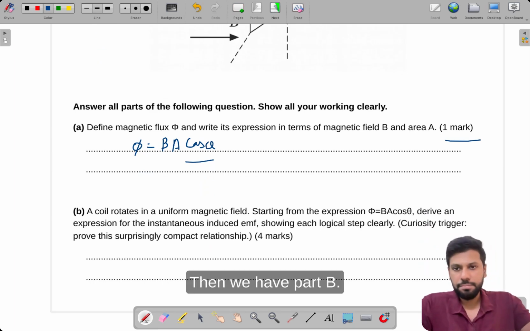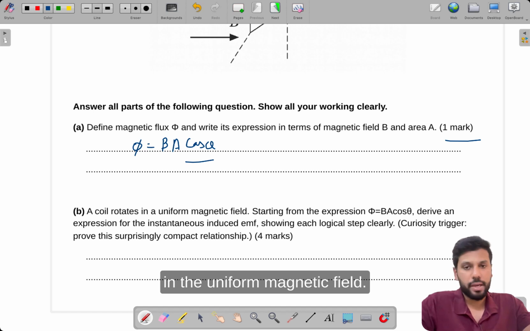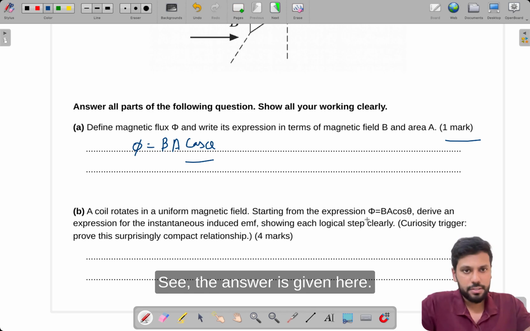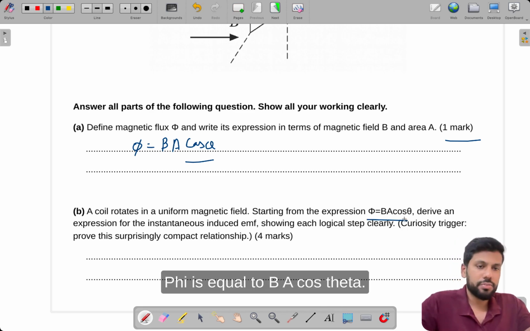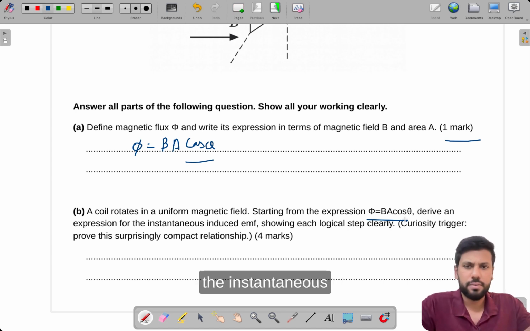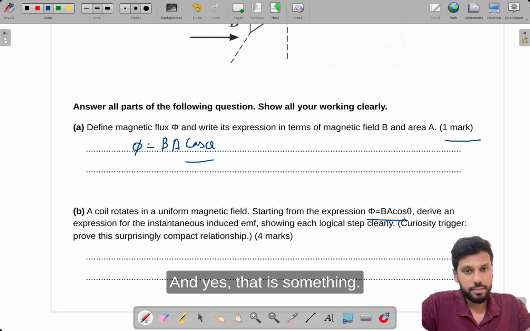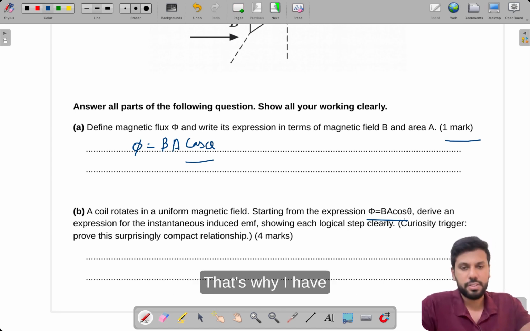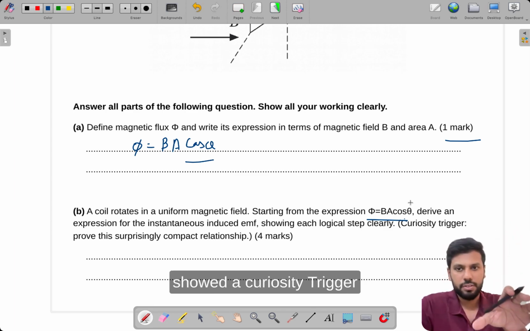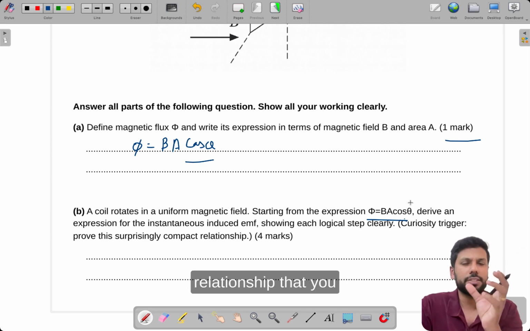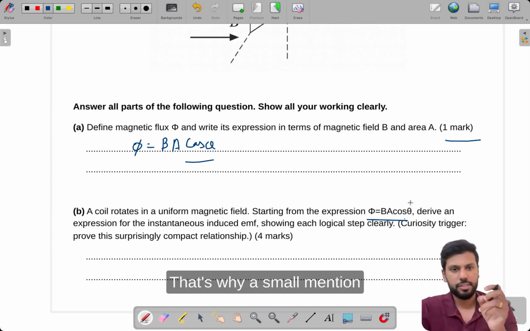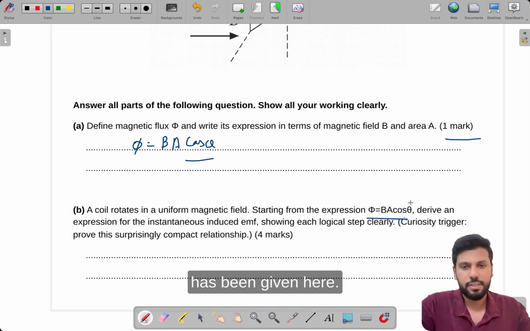Then we have part B. The coil rotates in a uniform magnetic field. Starting from the expression, see the answer is given here: phi is equal to BA cos theta. Derive an expression for the instantaneous induced EMF, showing each logical step very clearly. And yes, there is a curiosity trigger in this question, a surprising compact relationship that you are going to get in this particular question. That's why a small mention has been given here.